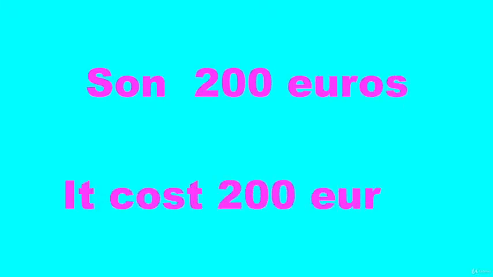Time. ¿Qué hora es? What time is it? Son las 8 de la mañana. It is 8 a.m. Seasons. Es otoño. It is autumn. Quantity. Es poco. It is not much. Es mucho. It is a lot. Prices. Son 200 euros. It costs 200 euros.